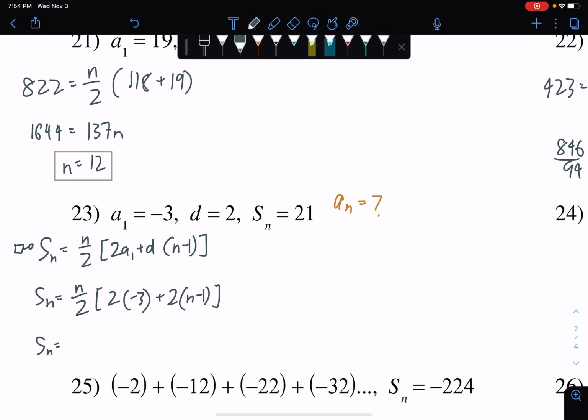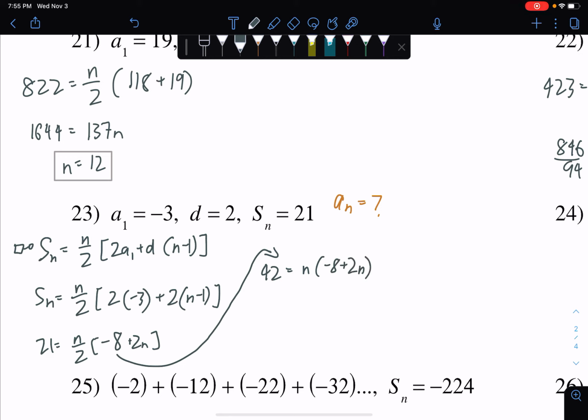S sub n is equal to n over 2 times the quantity negative 6 plus 2n minus 2, distributive property. We could simplify this further. Negative 6 minus 2 would be negative 8. There you go. We know what S sub n is. I should have substituted this earlier. It's 21. Multiply both sides by 2. We get 42 is equal to n times the quantity negative 8 plus 2n.